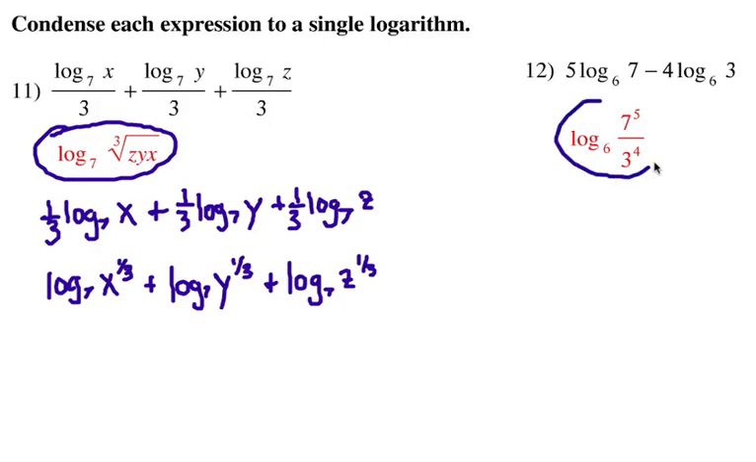Now, moving on, the final problem here, number 12. First of all, I noticed that this log base 6, we have a 5 in front, which is going to become an exponent. 4 in front here, which is going to become an exponent on the 3. And we have subtraction. So there we go. We have 7 to the 5th power, 3 to the 4th power. They're being divided. That's a quotient because of that subtraction sign right there. Final answer, log base 6 of that.